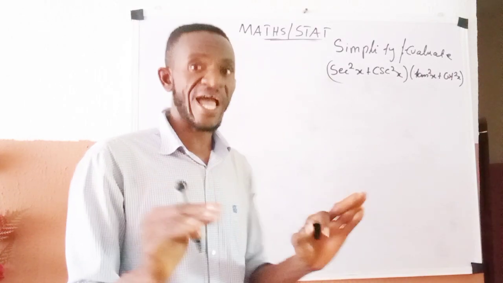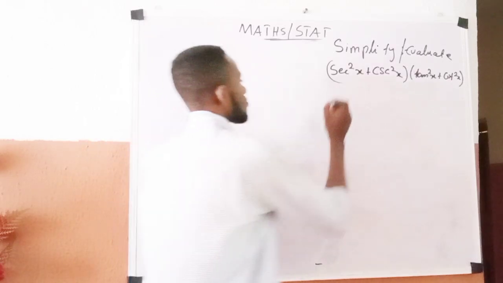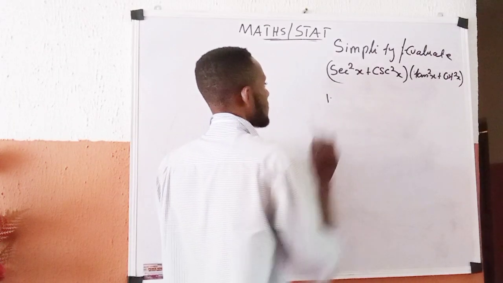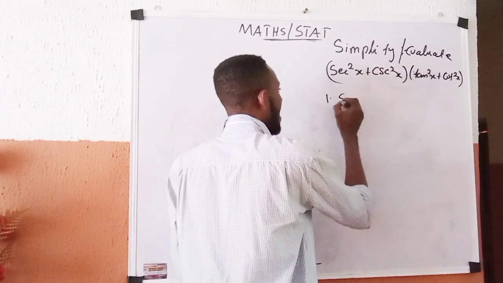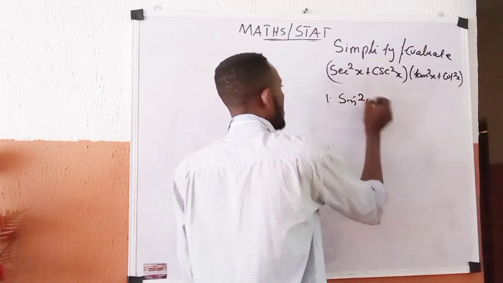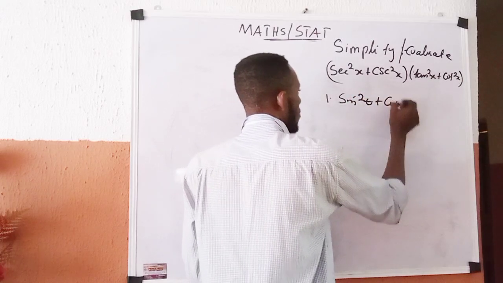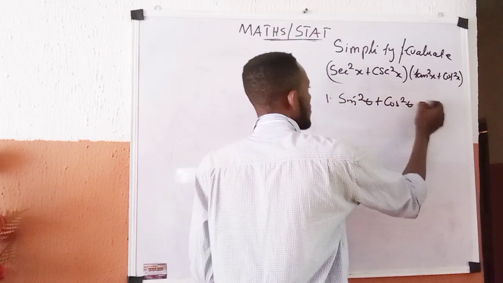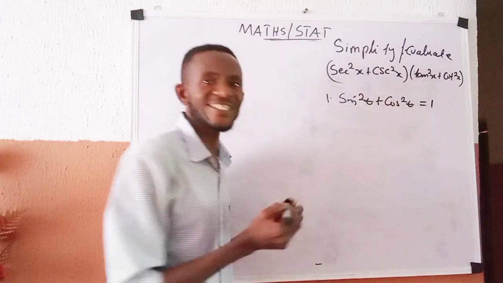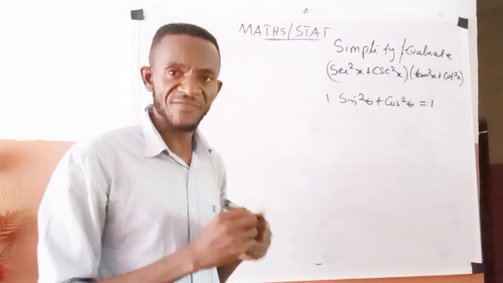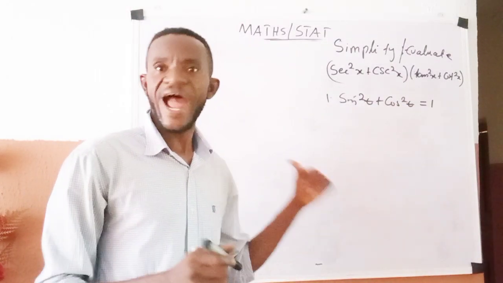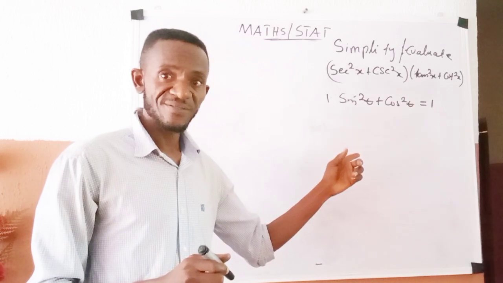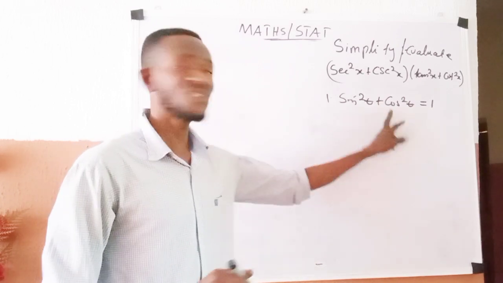And those identities are, number one, that sin squared theta plus cos squared theta equals what? 1. That is the first identity that we have. That should not be forgotten. Our last class proved it. That this plus this is equal to what?